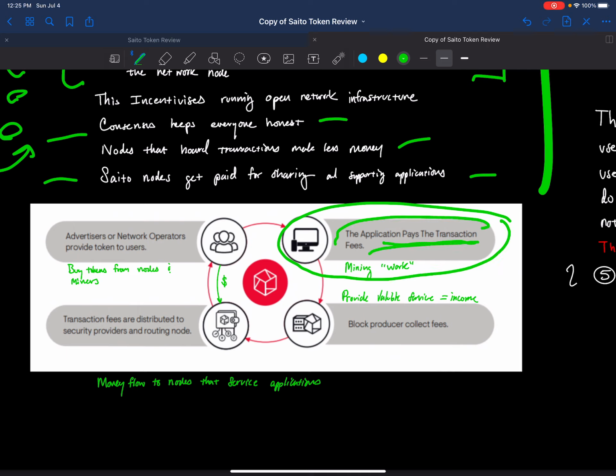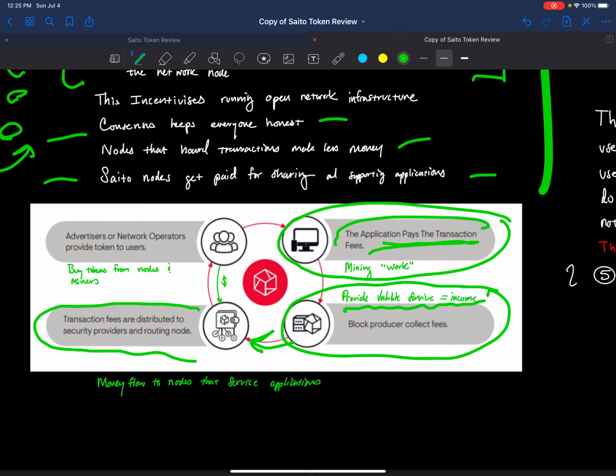Okay, you have an application. Me as a user, I go use an application and I pay for transactions. These transactions will be a lot lower than what we see at Uniswap today, but let's say it's Uniswap, right? And I'm paying for fees on Uniswap. So those application fees would go to block producers that support Uniswap in this case, right? And providing that valuable service is income, because that is work in this system, being that provider of, let's say, Uniswap. And so then those application transaction fees are distributed to security providers, which are those node providers. Those are providing those services.